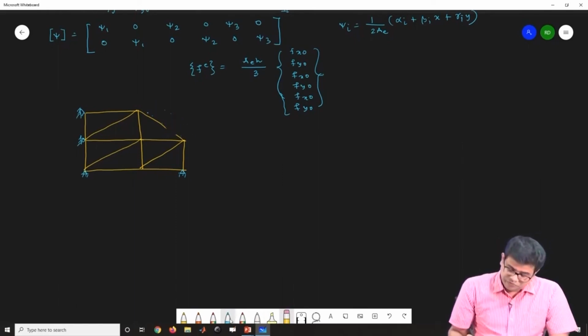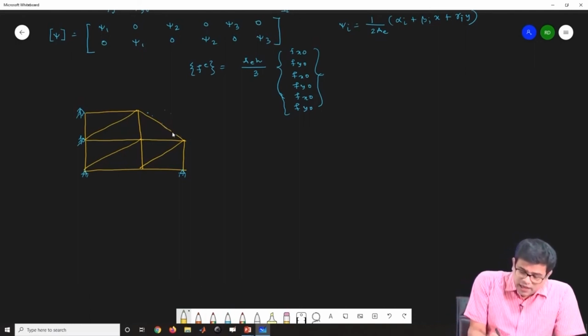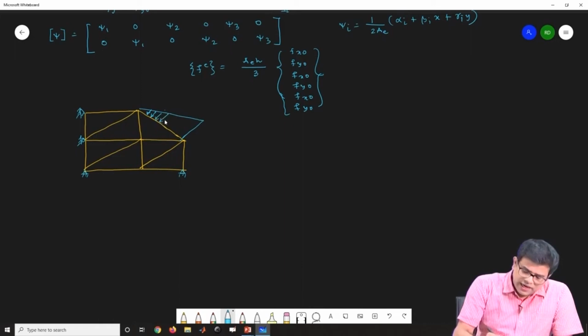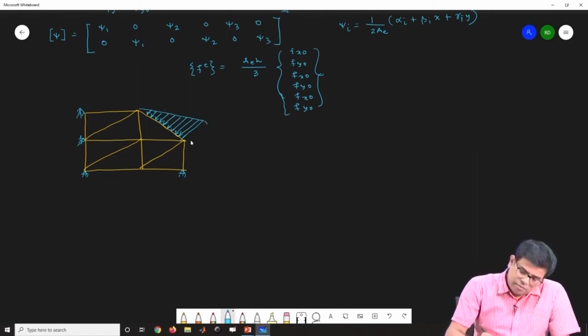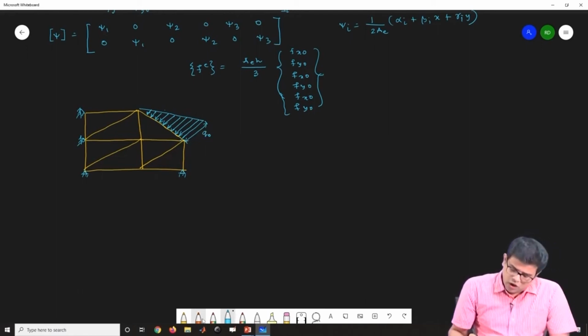Let me take this as a triangular distribution of the force. Now this force is perpendicular to this face of the body. So in that case, how to compute the traction vector? The process will be the same, only the force is variable. So let us say this is your Q0, and let us now see the discretization of the elements.